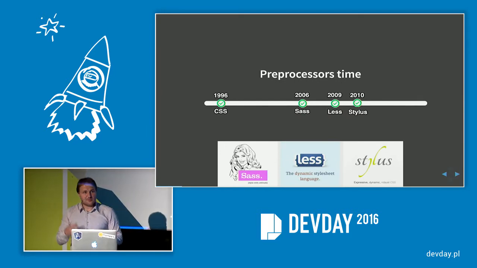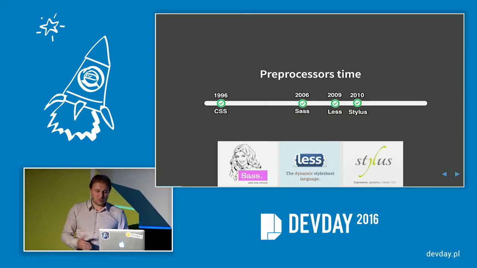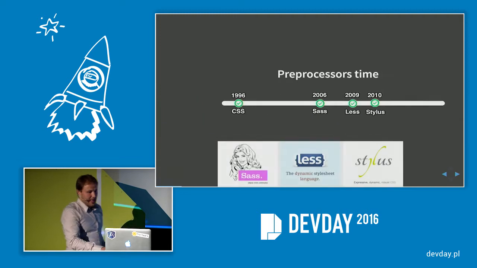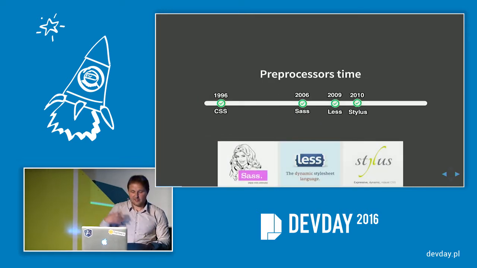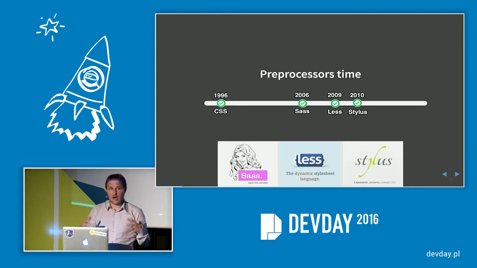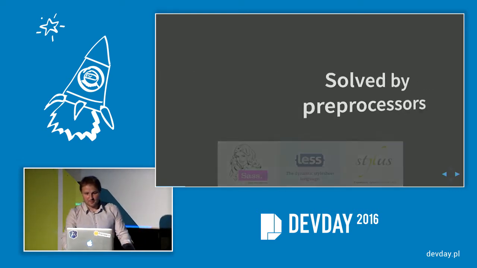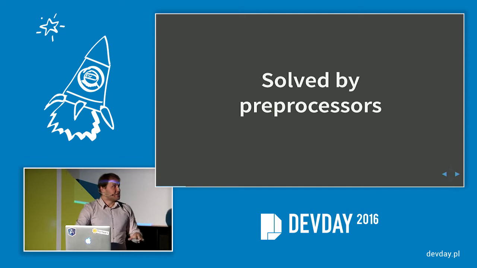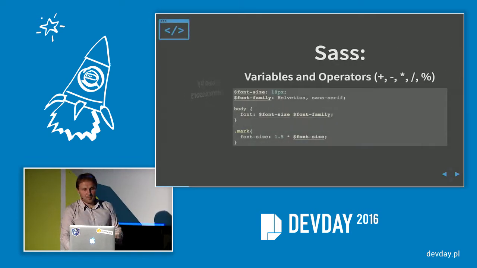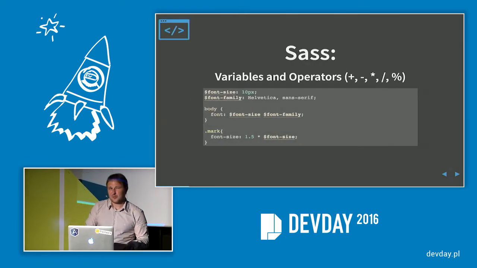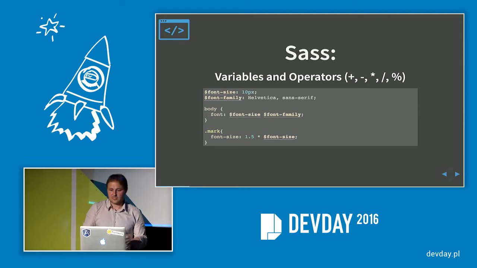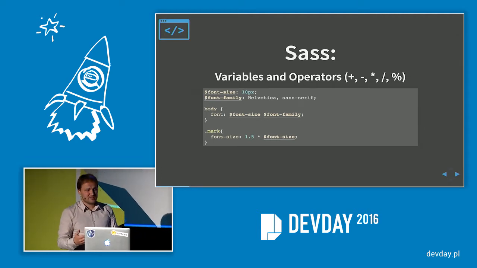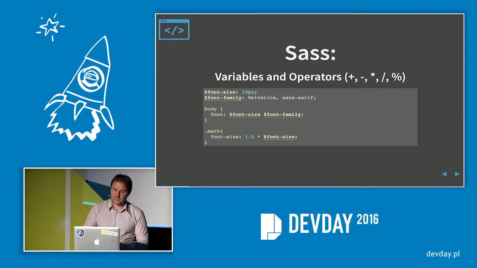Preprocessors. Preprocessors were invented as a silver bullet to solve all these problems. And the gold trio is Sass, Less, and Stylus. They gave us much more power in how we develop our sites today. So let's take a look at which problems were actually solved by them. But speaking about preprocessors in my presentation, I would mostly use Sass because it's very popular and the syntax is well known.